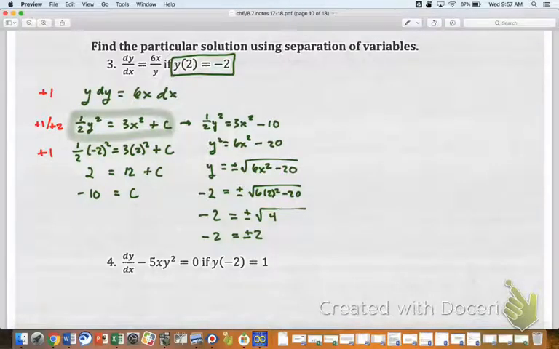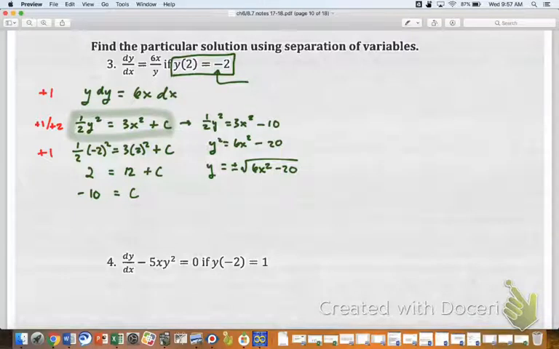And Santi's point and reasoning is well said. Let me show you a fast way to think about this. If you're ever faced with plus or minus, look at the sign of the y value of your initial condition. So up here, the y value on the initial condition was negative. That means we need to pick negative. So my final particular solution would be this.